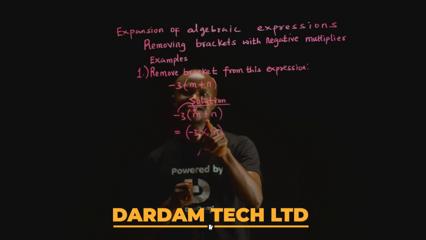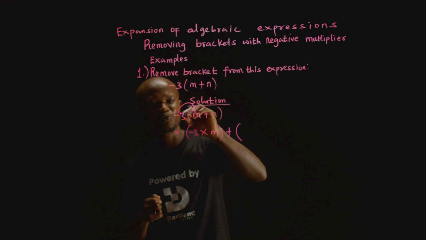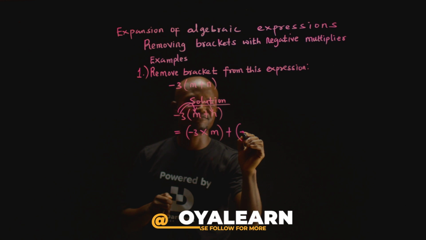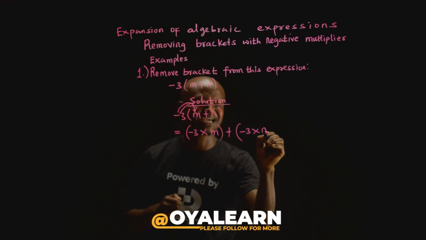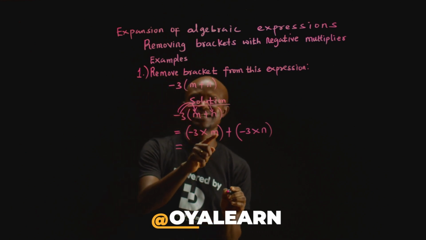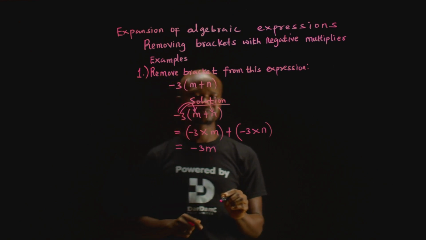Then what do we have at the middle here? Plus. We still use the same minus 3, which is the multiplier, to multiply n. So we have minus 3 times n. Now we have minus 3 times m. We have what? Minus 3m.